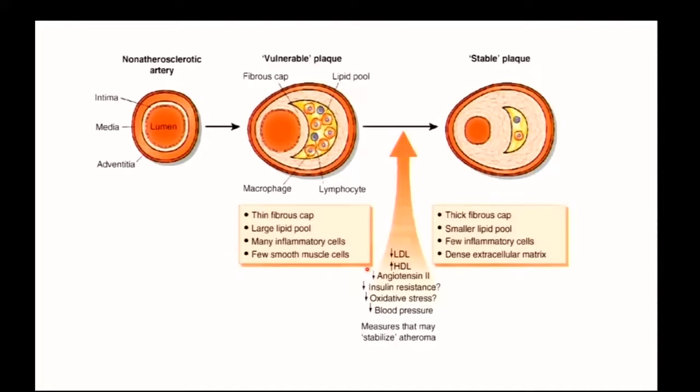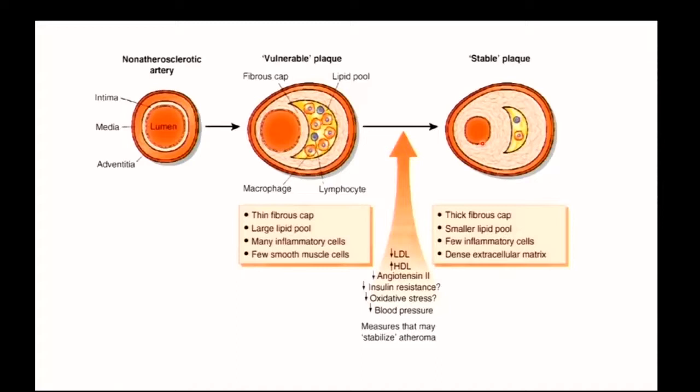But not all plaques are the same. We have what we call vulnerable plaque, some people would call it hot plaque, and we have a stable plaque. Vulnerable plaque will have a very thin fibrous cap, a large lipid content, many inflammatory cells, and few smooth muscle cells. As this plaque stabilizes, it will have a thick fibrous cap protecting the content of the plaque, a smaller lipid content, few inflammatory cells, and dense extracellular matrix.